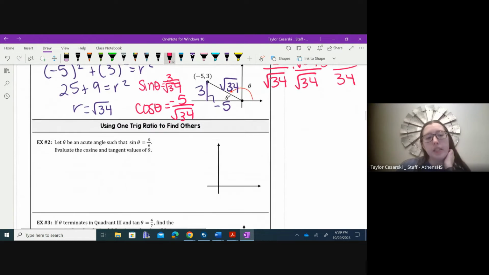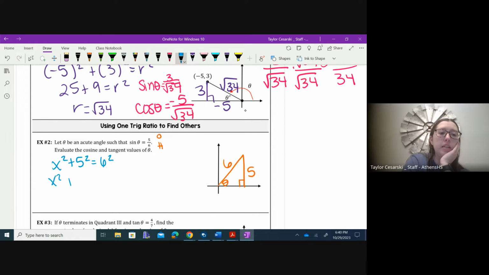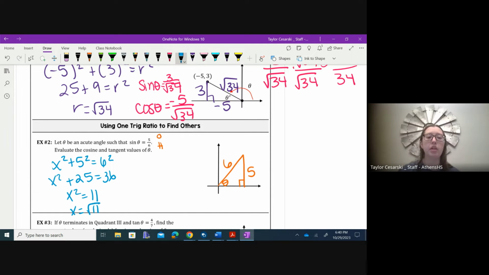All right, next one says, let theta be an acute angle. That means it's between 0 and 90, which means it's in quadrant 1. And sine of theta is 5/6. So I'm just going to draw this out. Sine, remember, is opposite over hypotenuse. So if I draw my angle theta there, opposite is 5, and then 6 is my hypotenuse. I'm drawing in a right triangle, but I'm missing the third side, so I'm going to use Pythagorean theorem to get there. So I get x squared plus 25 equals 36. Subtract that over, I get x squared equals 11, so x is the square root of 11.